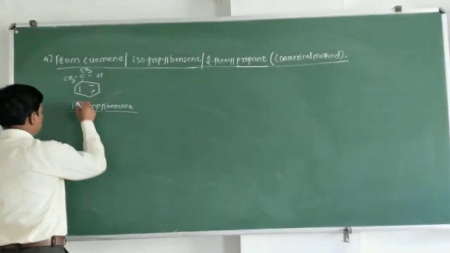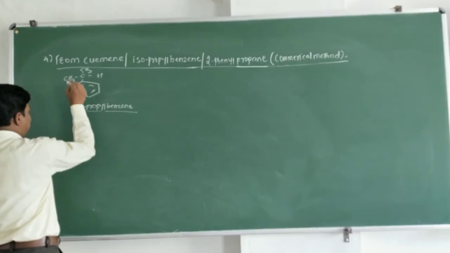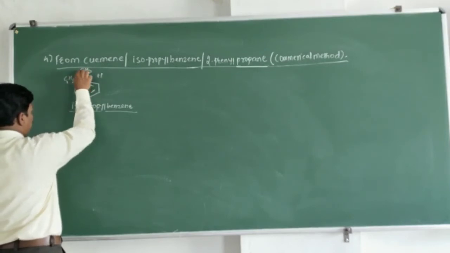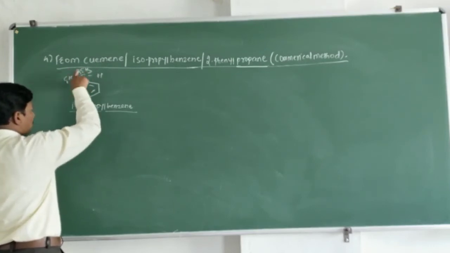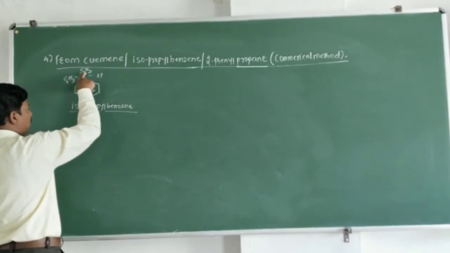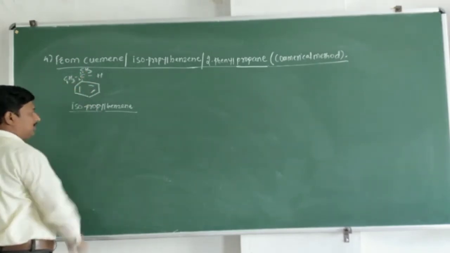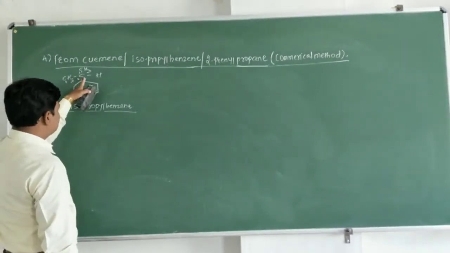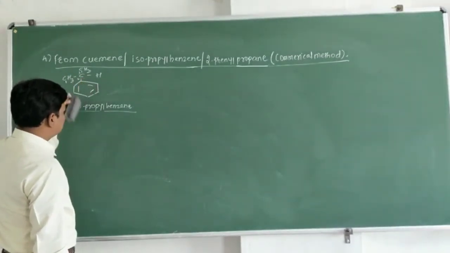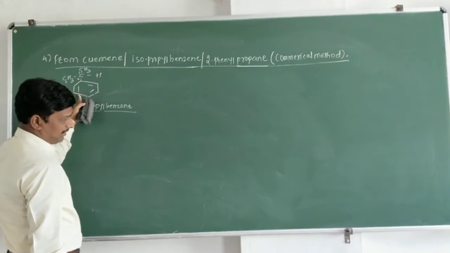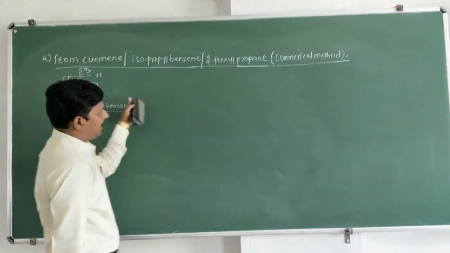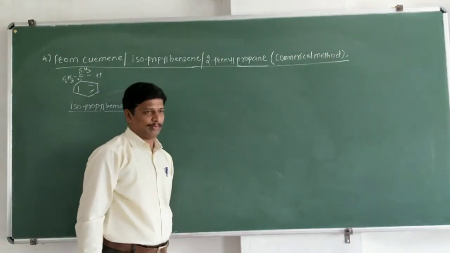And if we give numbers, this should be the first carbon atom, this the second, and this the third. Or you can give the numbers vice versa also, means this carbon atom is first, this second, and this third. Means on the second position this phenyl group is present. Therefore its IUPAC name is 2-phenyl propane.